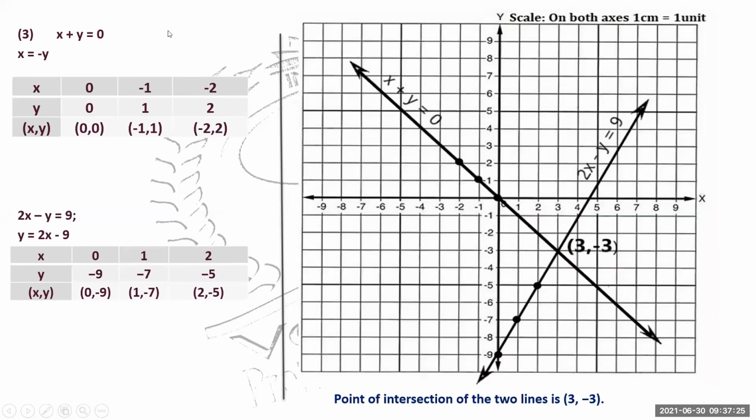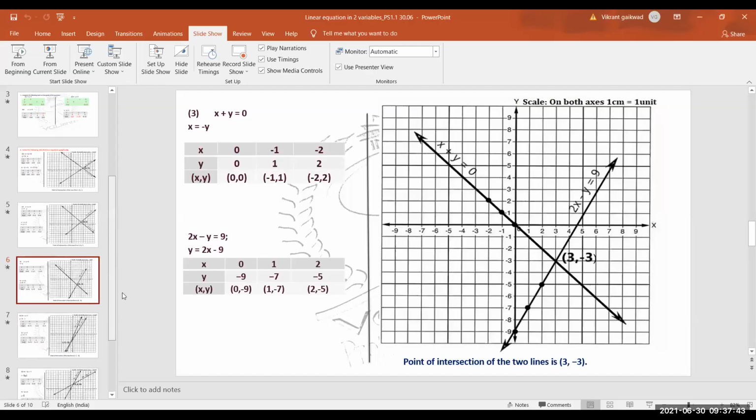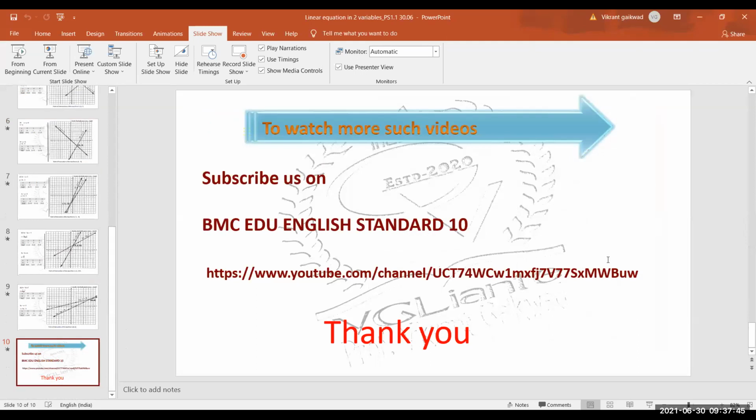You all can remove the screenshot of this. Okay, so now any difficulty, you all can raise your hands and ask me.